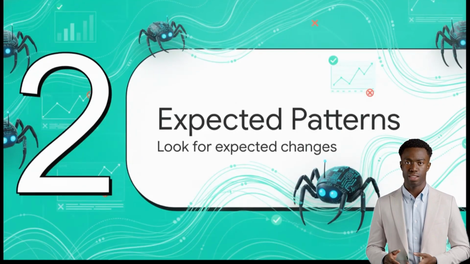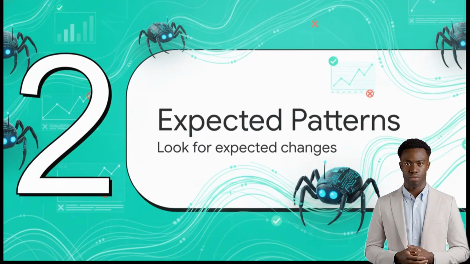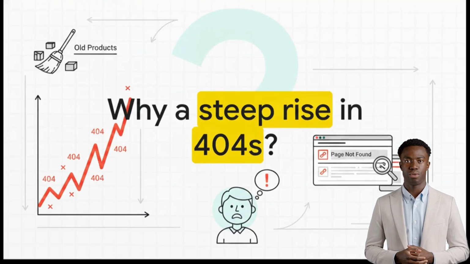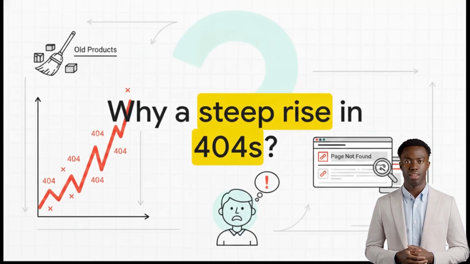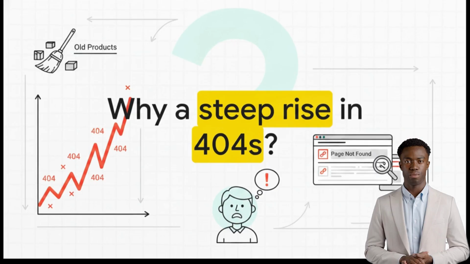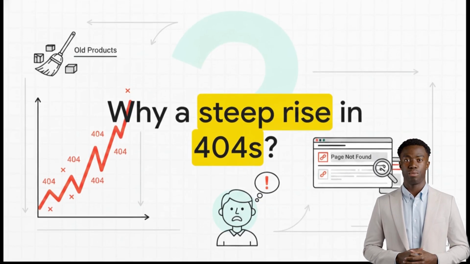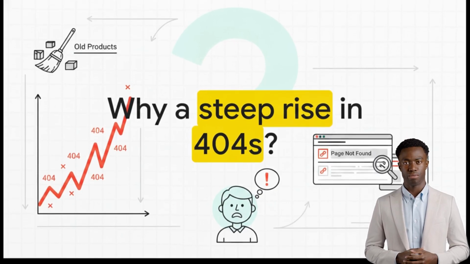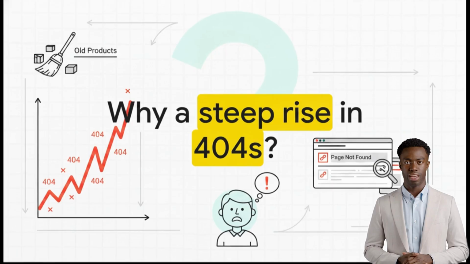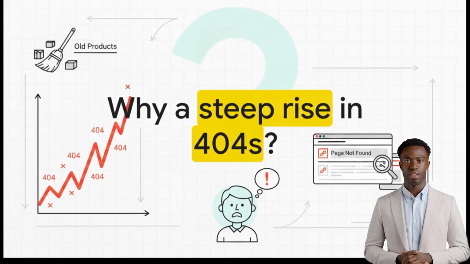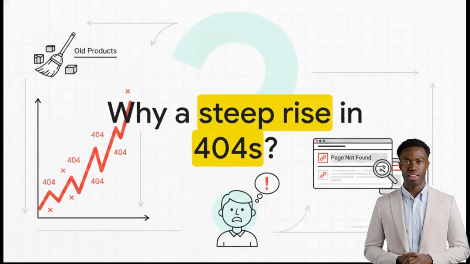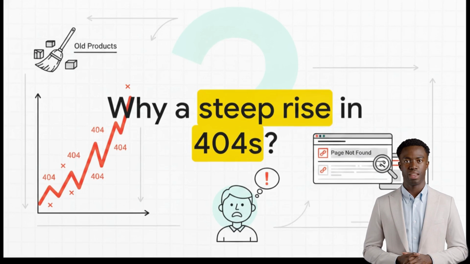Moving on. Section 2, expected patterns. Look for expected changes. Let's imagine you just did some spring cleaning on your site. You deleted an old product category from your e-commerce store, and suddenly your report shows this massive steep spike in 404 errors. I mean, it's panic time, right? Is your SEO totally doomed because your site is throwing all these errors?